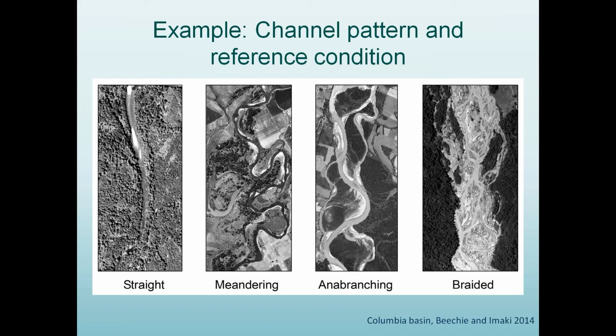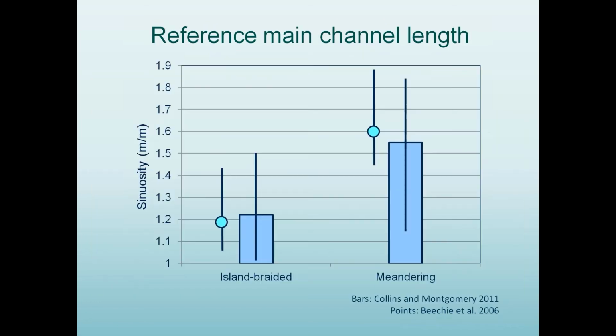And so what we want to have is, for the relevant types, which in the Chehalis Basin are these two in the middle, meandering and anabranching, some reference estimate for how much side channel should be out there, how much main channel length there should be, how much pond and oxbow and marsh habitat there should be. So I'll go through an example of how we went through that.